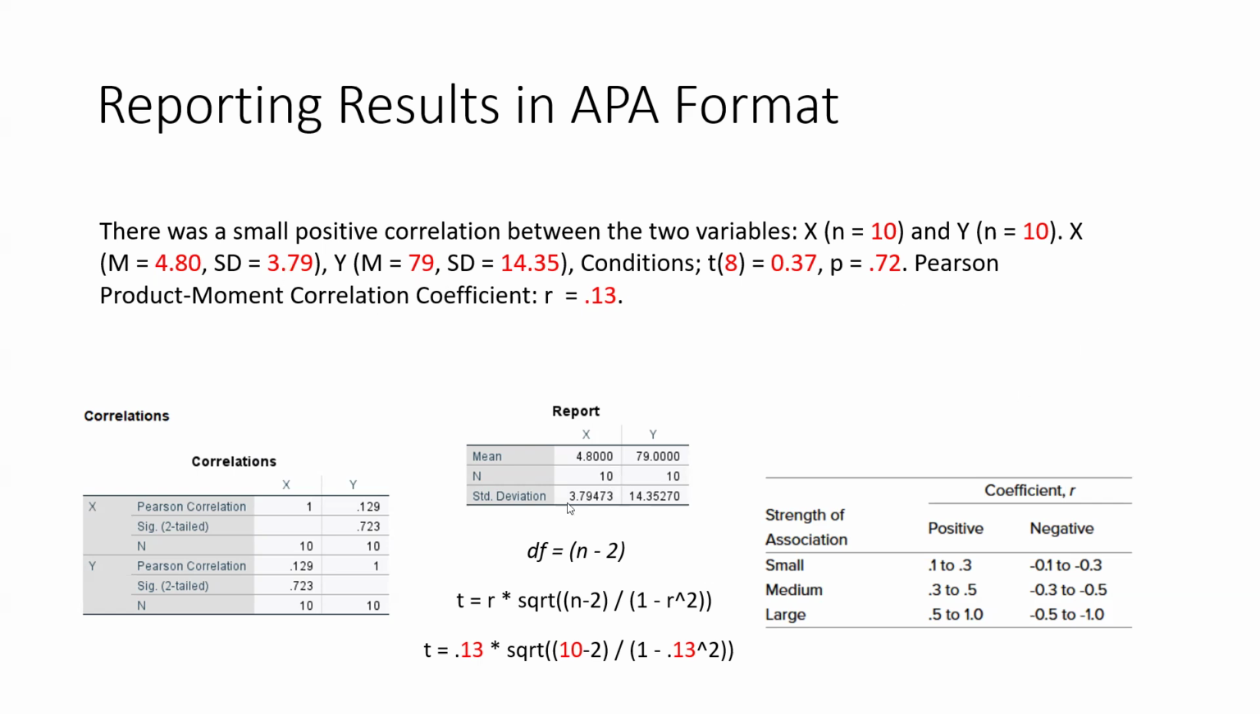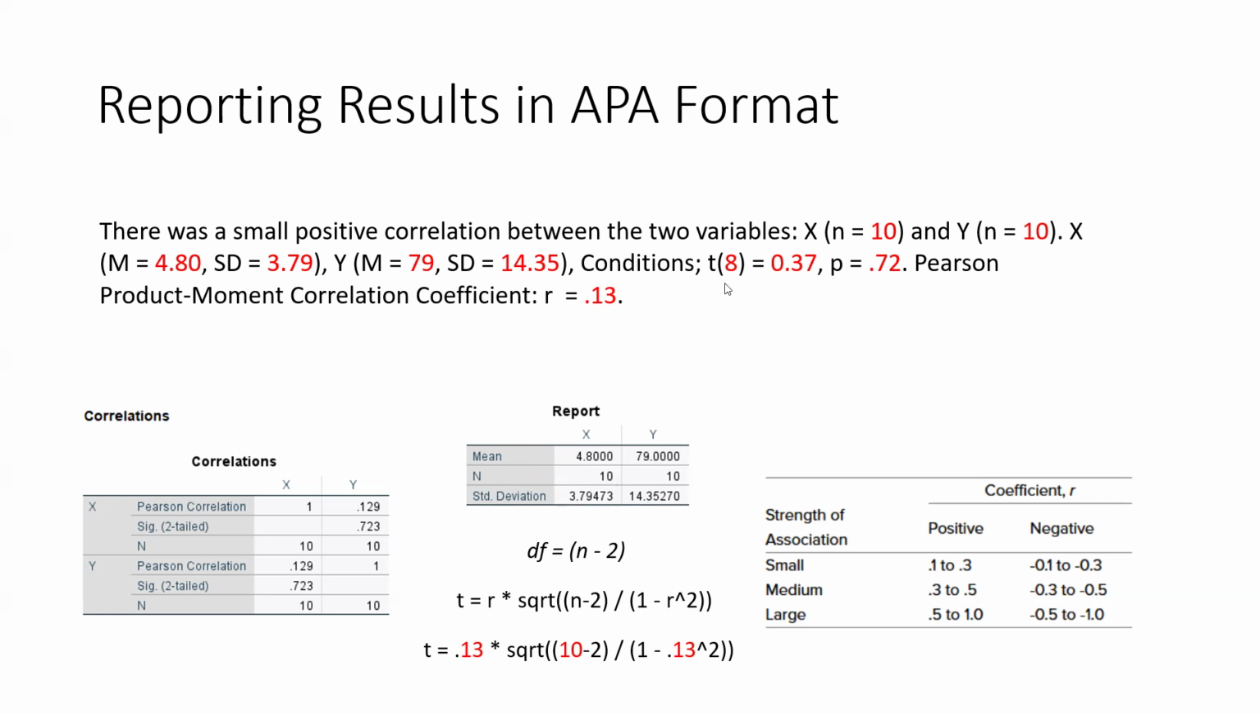Our standard deviation is 3.80. Excuse me, it's 3.79, not rounding it up. It's 3.79. That's our standard deviation. Our mean for y is 79, and the standard deviation is 14.35.